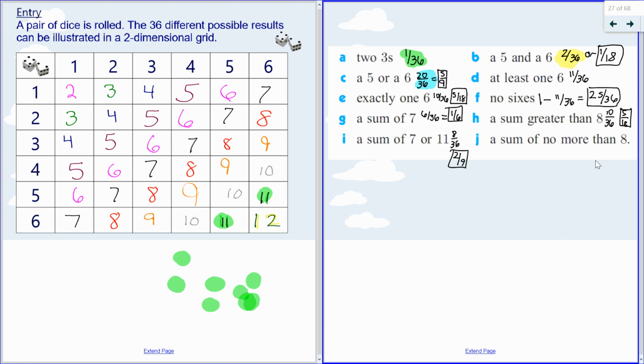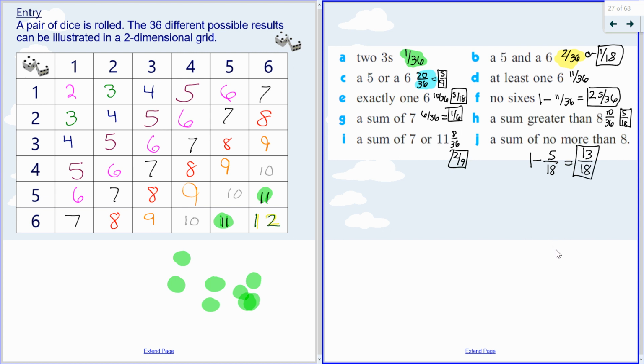Sum of no more than 8. Well, look at that. Sum of greater than 8, sum of no more than 8. Does that include 8? I believe it does. So we can use the complement. 1 minus 5/18 is 13/18. That's just the opposite. So if it's the opposite, you can use the complement.